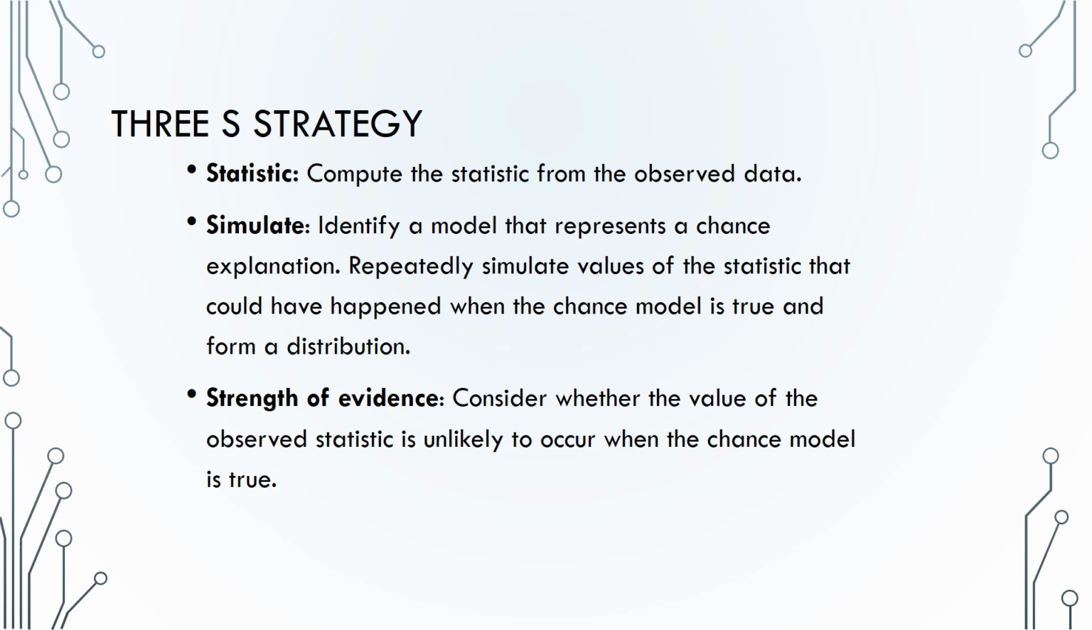The final S is strength of evidence. Consider whether the value of the observed statistic, our class's result, is unlikely to occur when the chance model is true. What would it look like if the observed statistic is unlikely to occur when the chance model is true? It would mean the observed statistic is in the tail of the distribution you create by assuming the chance model. If the observed statistic is in the center of the simulated chance model distribution, that would say the result is likely to occur under the chance explanation.